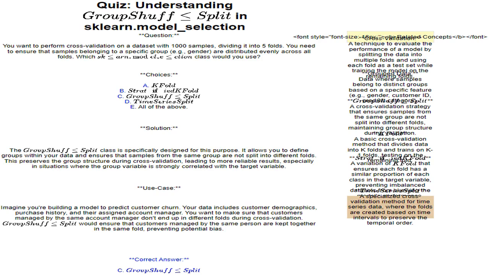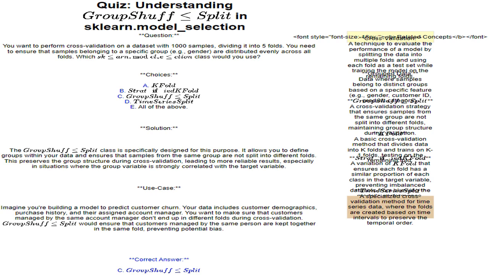temporal order. Let's say you have 100 customers, with 50 belonging to Group A and 50 belonging to Group B. You want to perform 5-fold cross-validation using group shuffle split. Here's how the data might be divided into folds using group shuffle split. Fold 1. Group A 10 customers. Group B 10 customers. Fold 2. Group A 10 customers. Group B 10 customers.